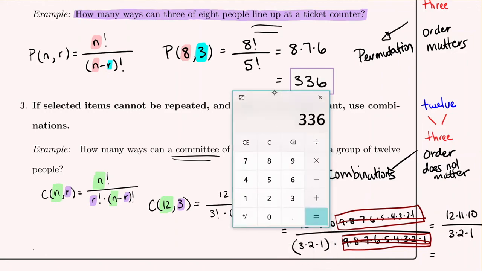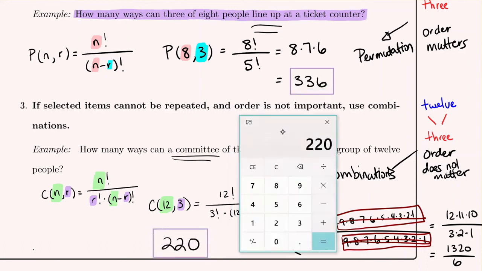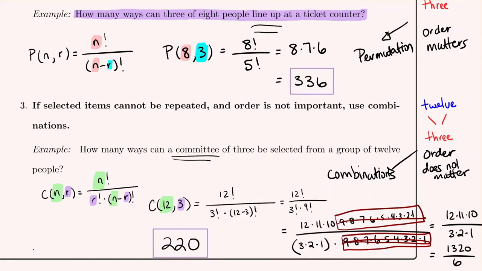Let's calculate the top. 12 times 11 times 10. That's 1320. 3 times 2 times 1 is 6. Divide that by 6. And we get our answer of 220. That is what the whole calculation simplifies to. So there's 220 ways that we could take from 12 individuals and select 3 of them when order does not matter.